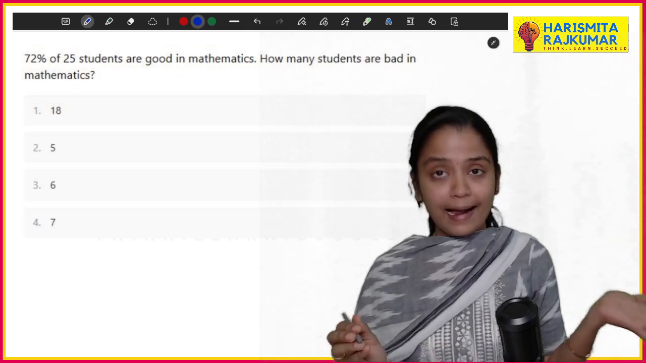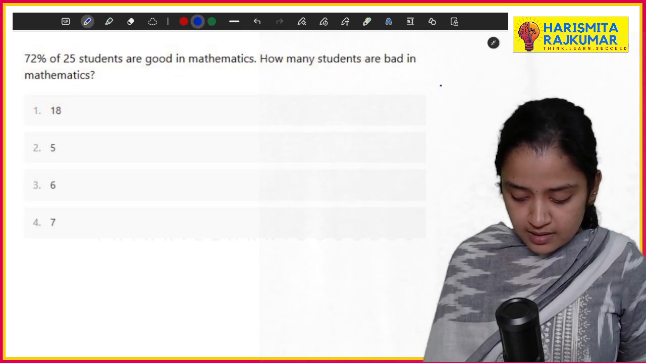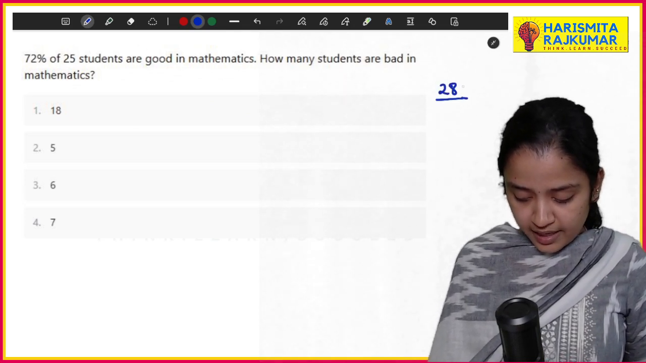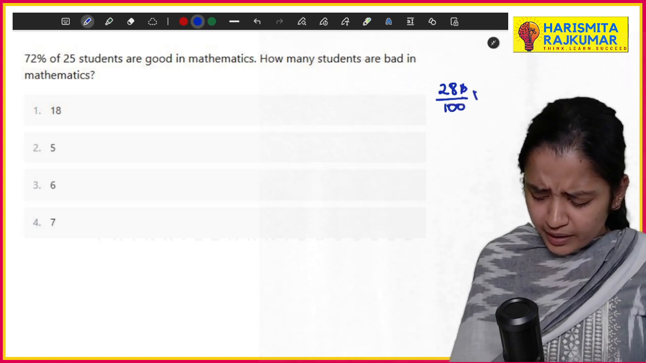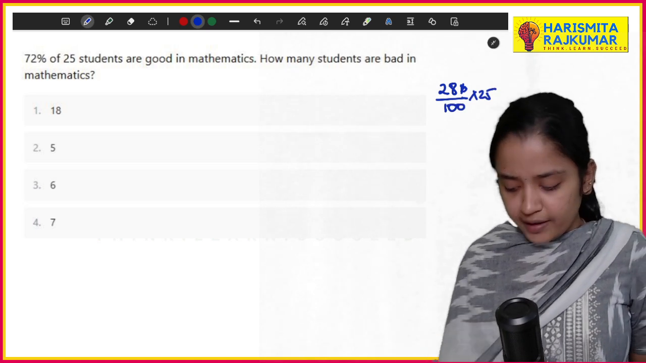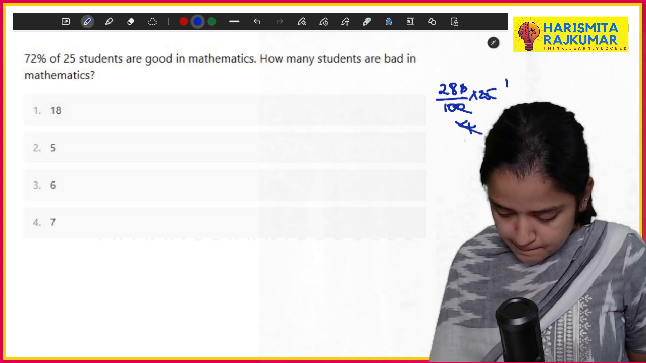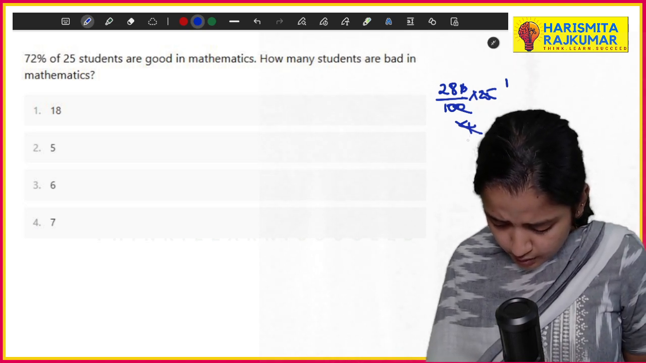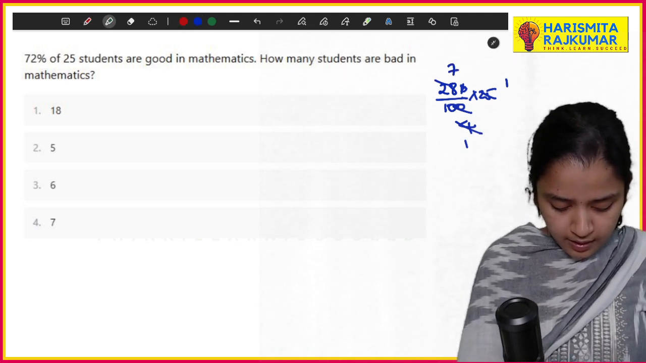How many students are bad in mathematics? Basically, bad in mathematics is 28 percent, right? So 28 divided by 100 into 25. If you find that, ones are, fours are, and basically this is 7. So when you do this, your answer will be 7.